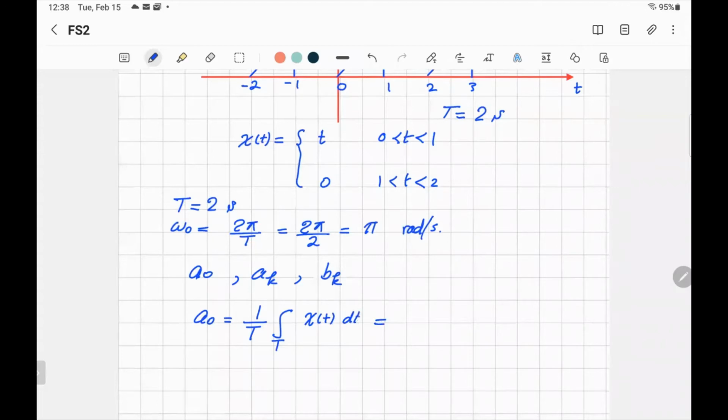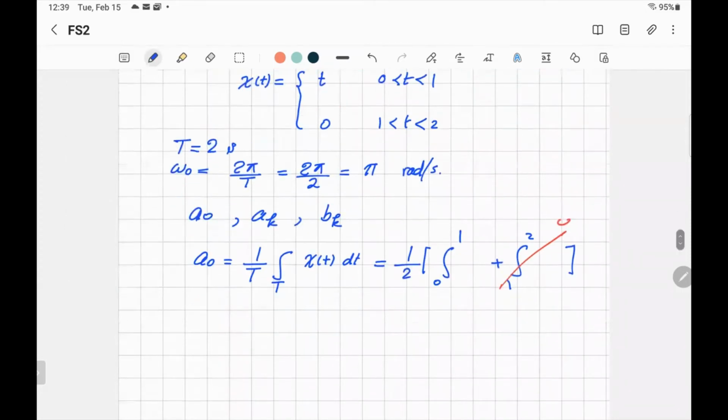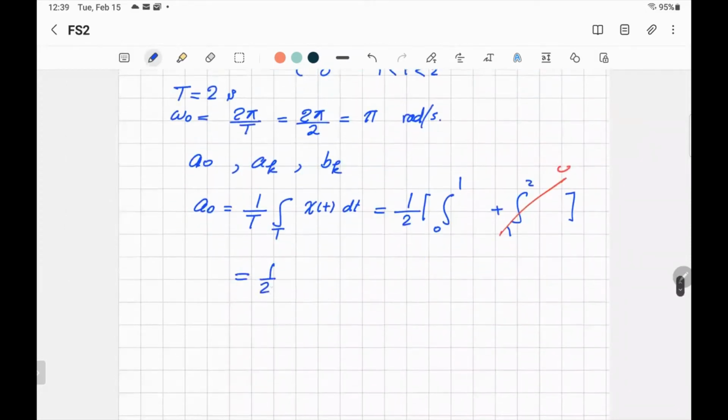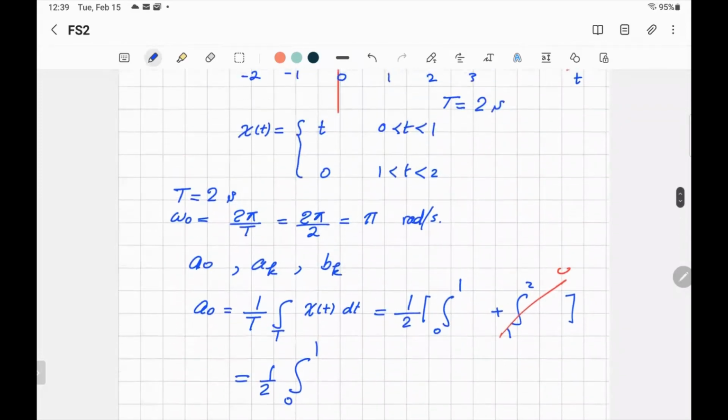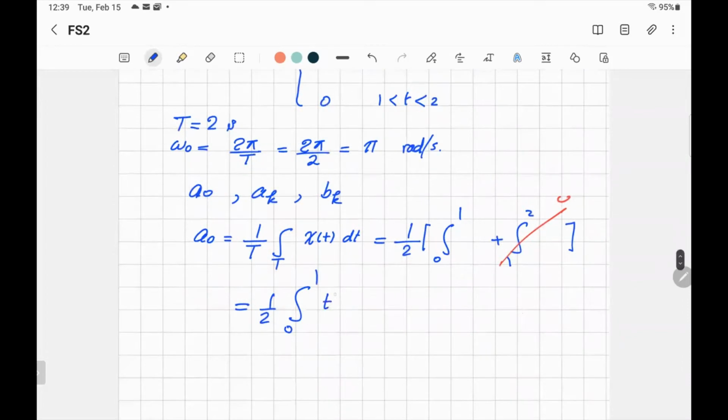Now, I'm supposed to integrate from 0 to 2, but I know from 1 to 2 is equal 0. So first 1 over T, and then you will have 2 integrations, 1 from 0 to 1, and 1 from 1 to 2. But we know that from 1 to 2, it's equal 0, so you don't have to do this integration. You do only the first part. So it will be equal to 1 over 2, the integration from 0 to 1, and the function it's already defined here is equal t. And that's it. Just you don't multiply by anything, just integrate.